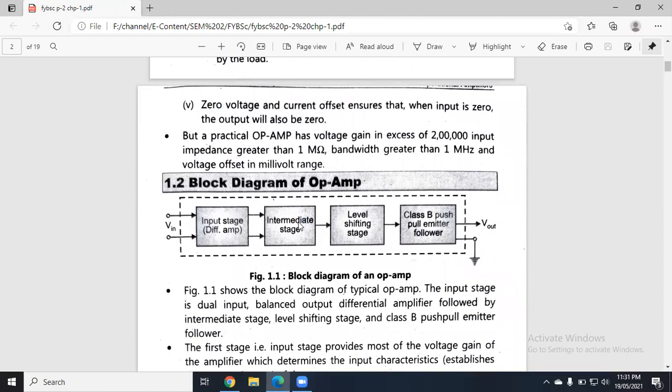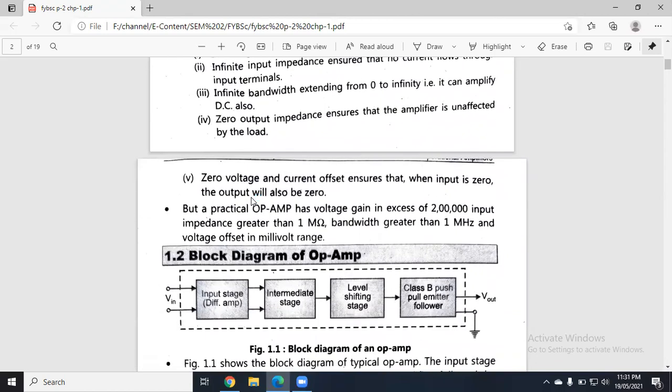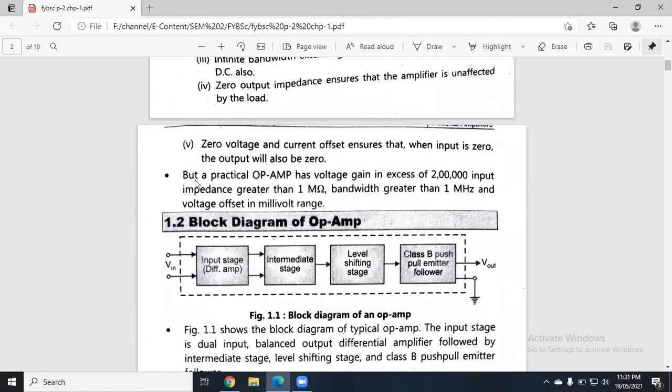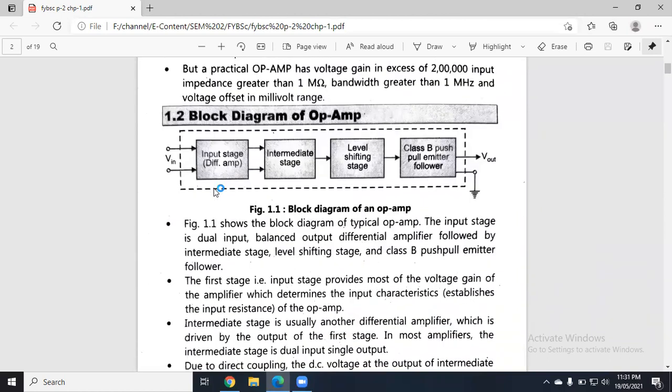Okay, but a practical op amp has voltage gain in excess of 2 mega, input impedance greater than 1 megaohm, bandwidth greater than 1 megahertz, and voltage offset in the millivolt range. Whatever I just told you are the characteristics of an ideal op amp. Ideally it should be like this, but when we do the practical, the numbers are not exactly similar. So ideal parameters are quite different and practical parameters are quite different.